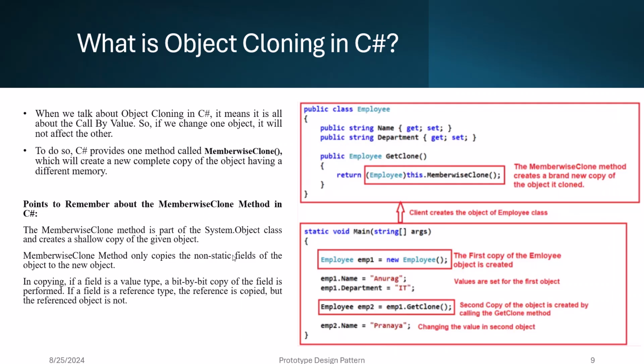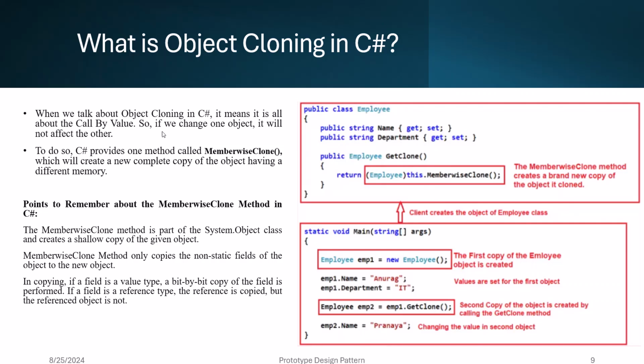Before going through how we implement the prototype design pattern, there are some concepts we need to understand, right? One of these is object cloning. So how it happens in C sharp, one example I'm giving here in the C sharp language.